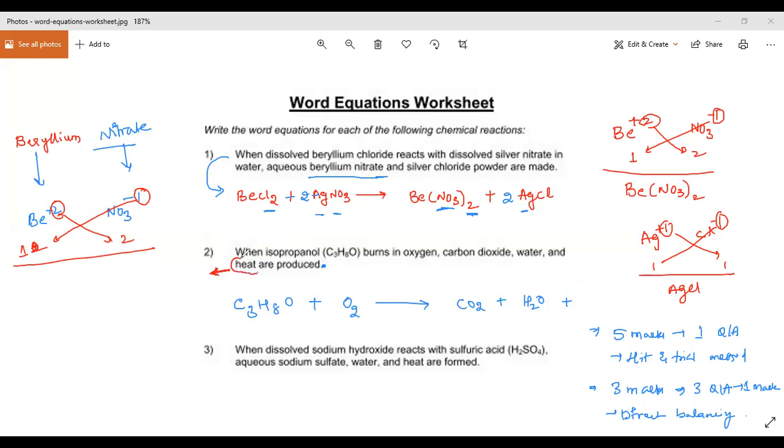Whether we have to balance. Sir, I think on the product side we need to write heat. You don't want to write anything in the balancing equation actually. It is just heat, right? So this is the extra part only.